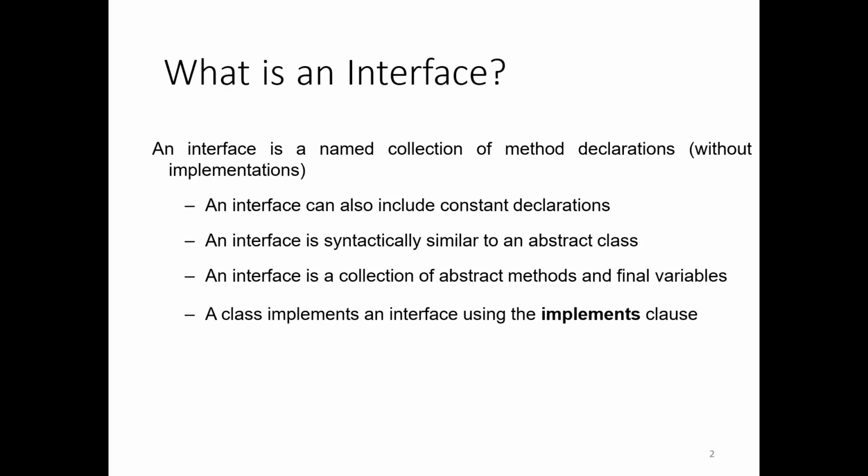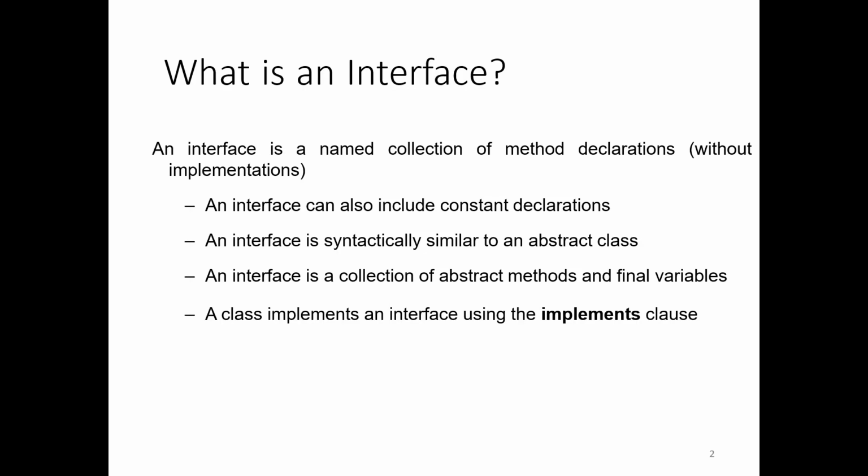So we'll start with what an interface is. An interface is simply a collection of method declarations, which means that whenever you simply have a method declaration, internally it is abstract in Java. So an interface is a collection of method declarations, or you can say a collection of abstract methods, right? Apart from the method declarations, you can have constants inside an interface.